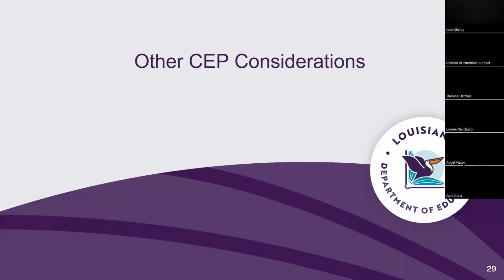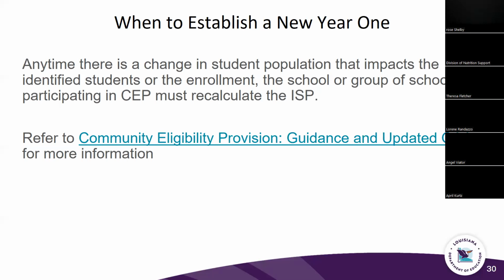Right. So other CEP considerations. When to establish a new year one. The CEP reimbursement rate corresponds with the poverty level of the households served by the participating schools. Changes to a student population could indicate a change in the poverty level of the households served by the school and may require an ISP to be recalculated within a 4-year cycle. Depending on the extent of the change and the entity involved, refer to the community eligibility provision guidance and updated questions and answers for more information.